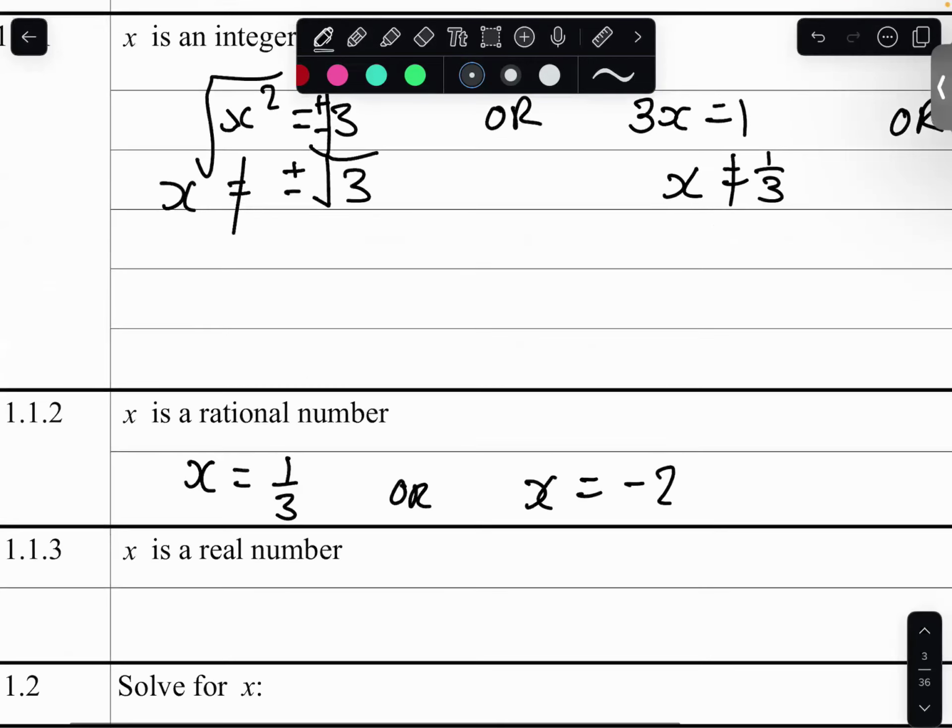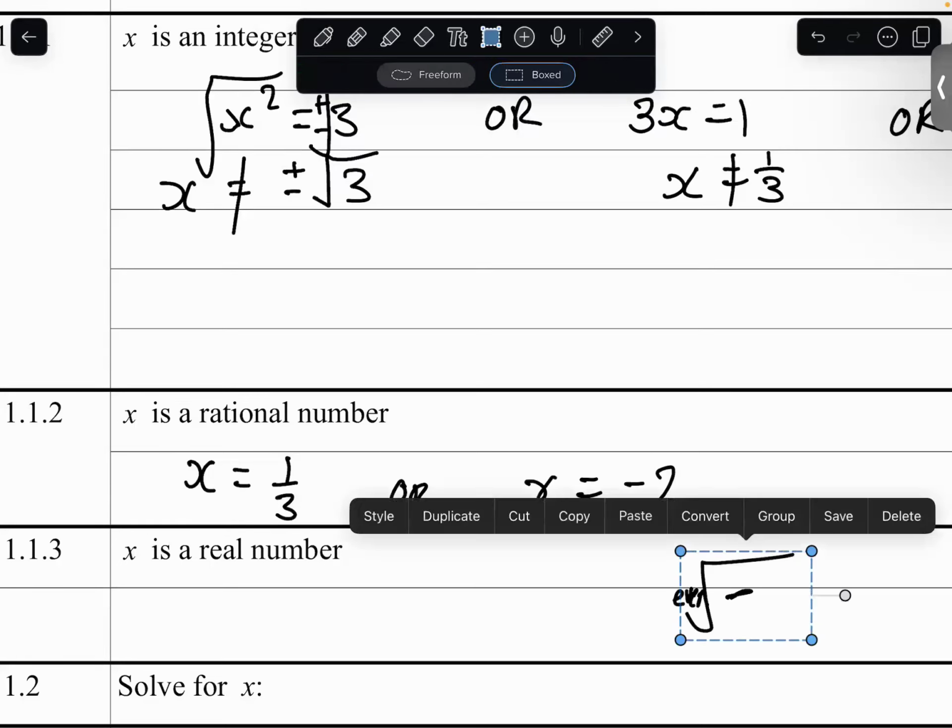Solve for x if x is a real number. Real is everything in math except non-real. So what is a non-real number? A non-real number is the even root of a negative number. So if you have an even root, square root, fourth root, sixth root, 100th root, and under the root is a negative, that makes it non-real.